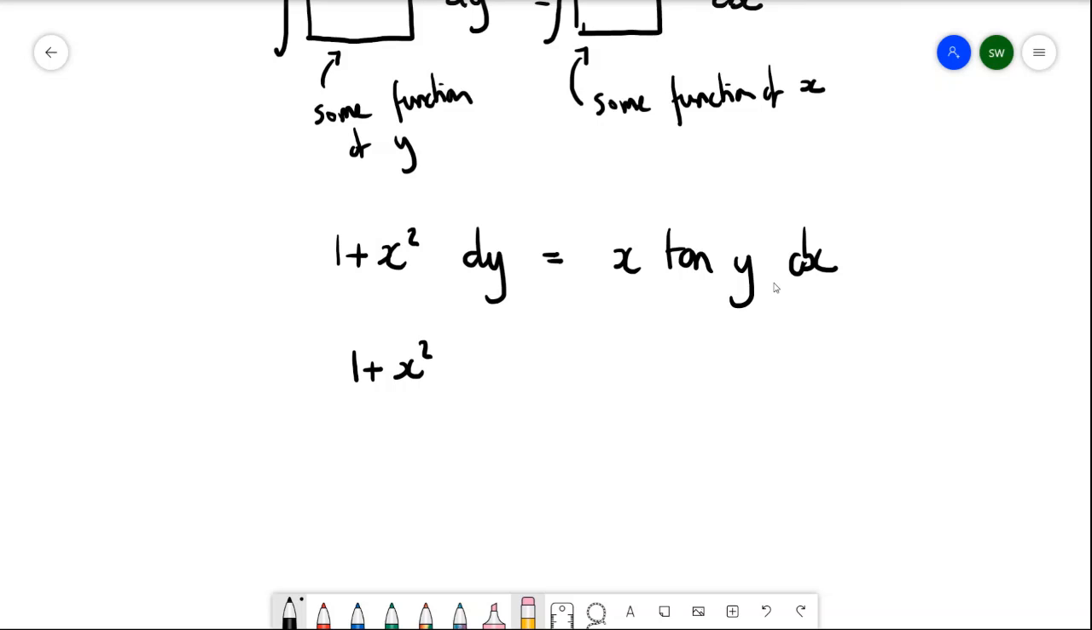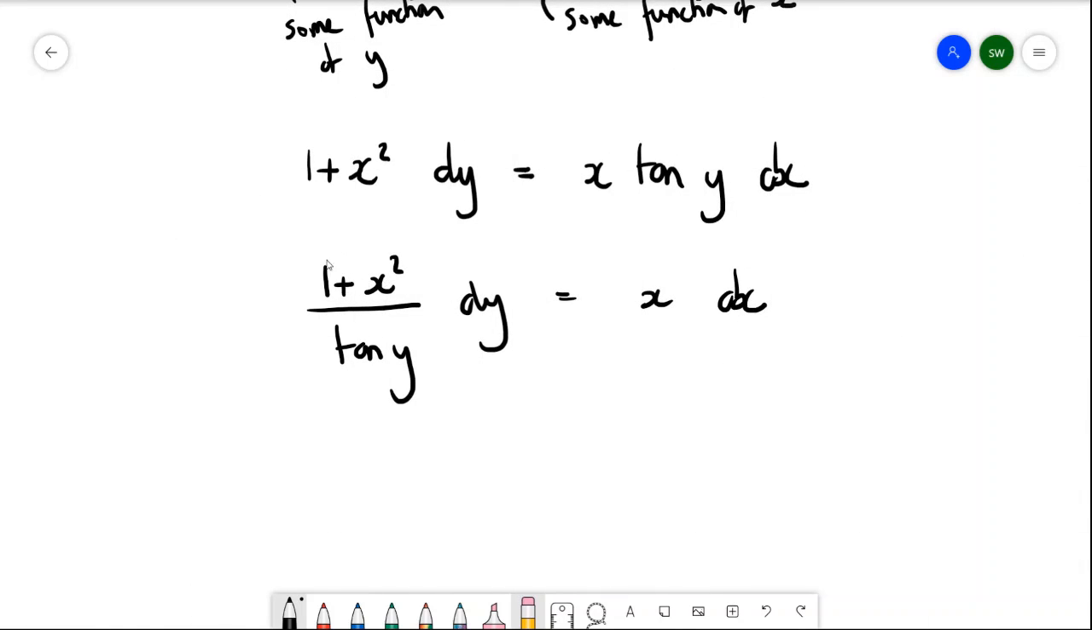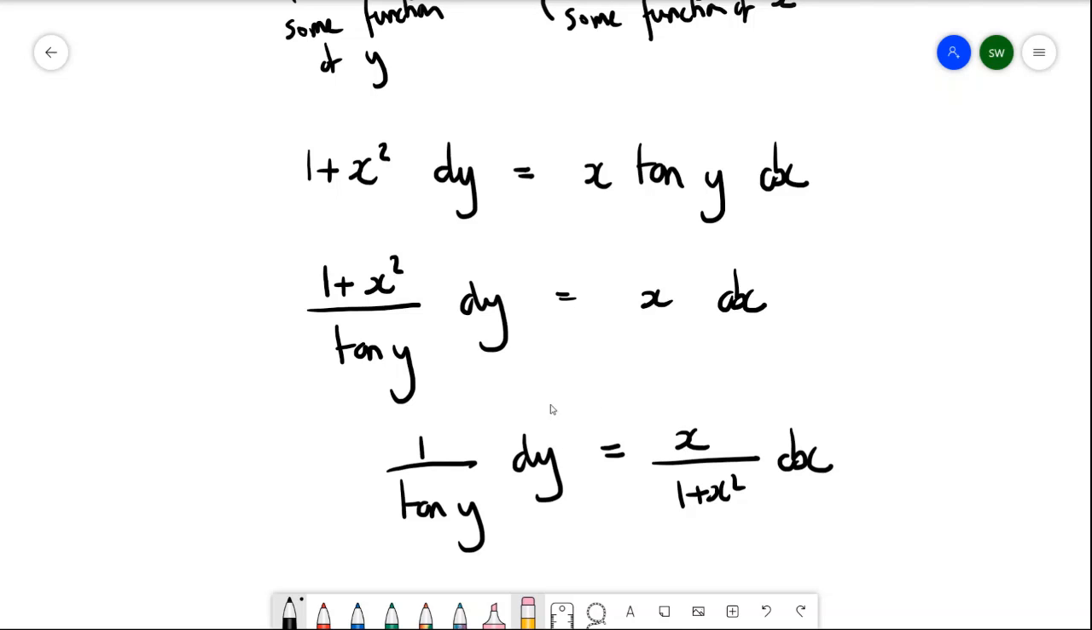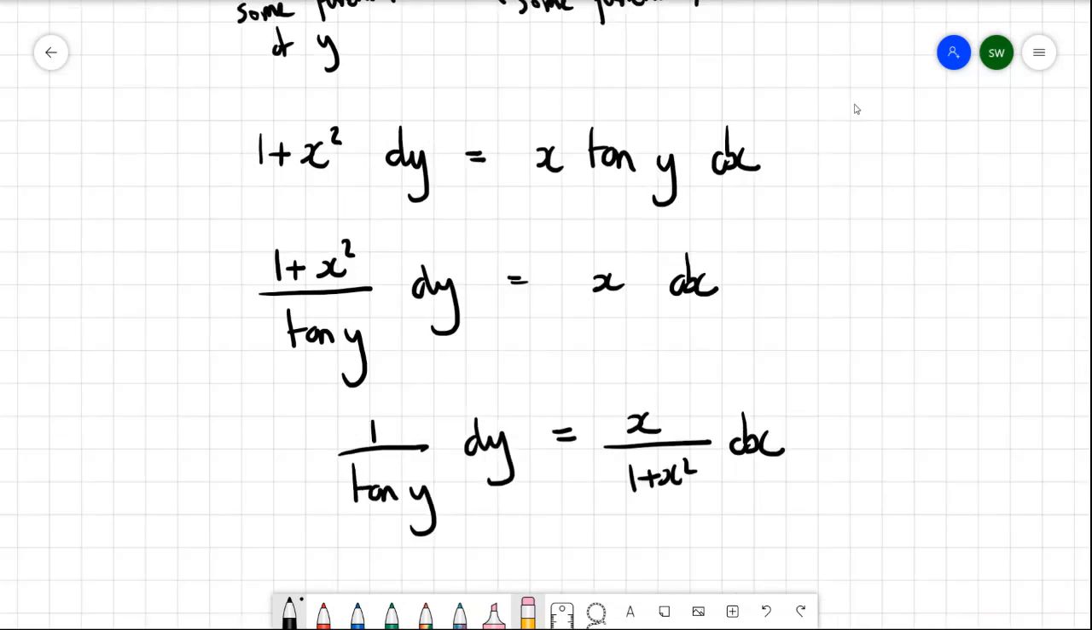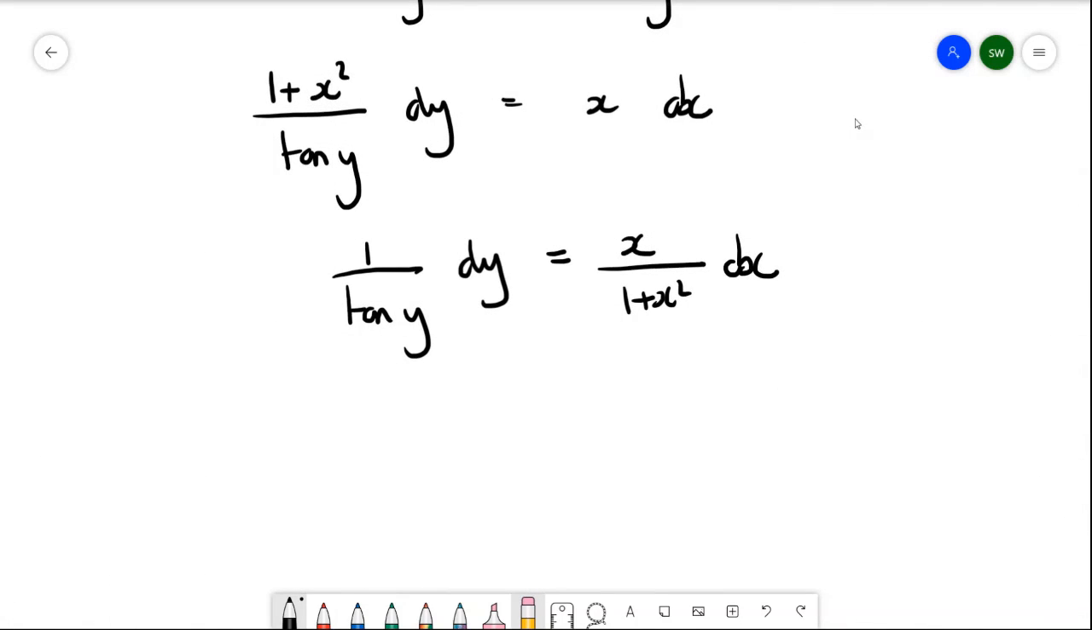So we're going to have 1 plus x squared over tan y. And now we just don't want this 1 plus x squared on the left hand side, so let's divide both sides by 1 plus x squared. So we're going to have 1 over tan y dy equals x over 1 plus x squared dx. So we've met our aim for this method. We've managed to separate the variables. All the y's are on the left hand side, all the x's on the right hand side. And then we're going to integrate both sides.